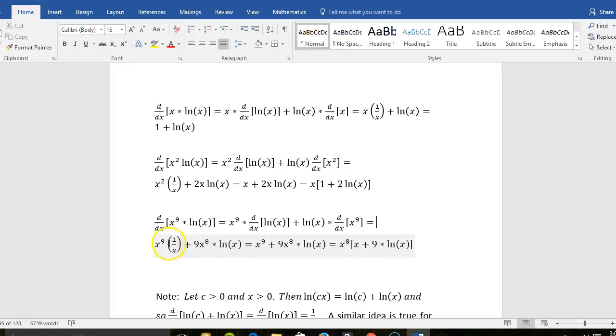So what I have is, let's see, x to the ninth times the derivative of the natural log, which is 1 over x. And then I have the natural log times the derivative of x to the ninth. That's 9x to the eighth. Okay, but hey guys, x to the ninth times 1 over x, that's just x to the eighth. Oops, I messed up, didn't I? My bad. Sorry. Big mistake.